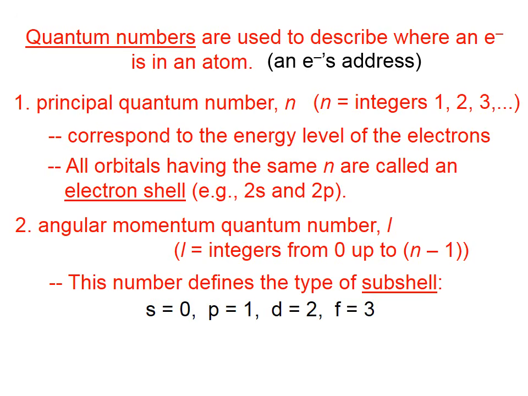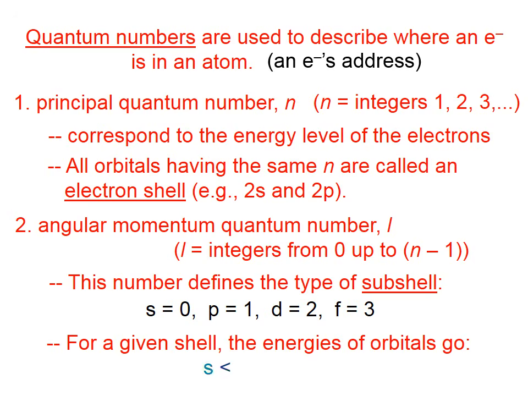If l is equal to 0, then that's an s orbital. If l is equal to 1, that's a p orbital. If l is equal to 2, that's a d orbital. If l equals 3, that's an f orbital. And we know this already, that for a given shell, the s orbitals have the least energy and f orbitals have the most.